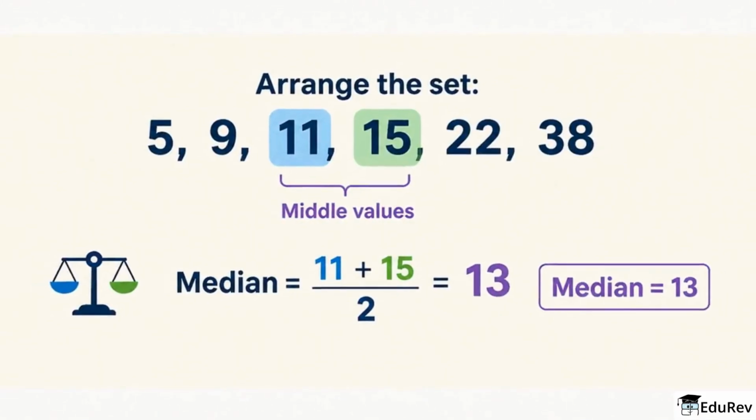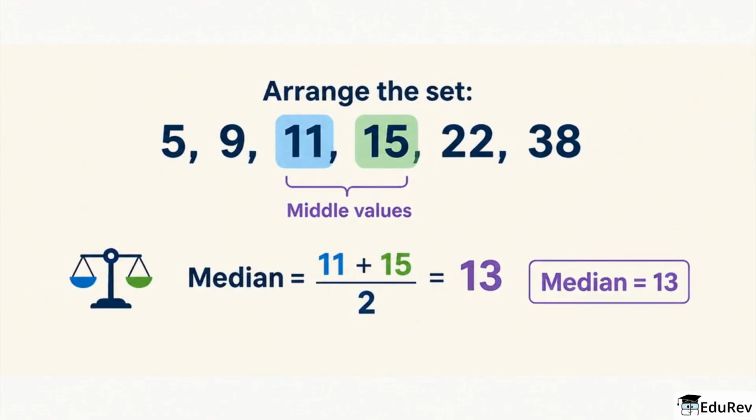Next, arrange the set 5, 9, 11, 15, 22, 38 to find the median. The two middle values are 11 and 15. So the median is (11 + 15) divided by 2, which equals 13.